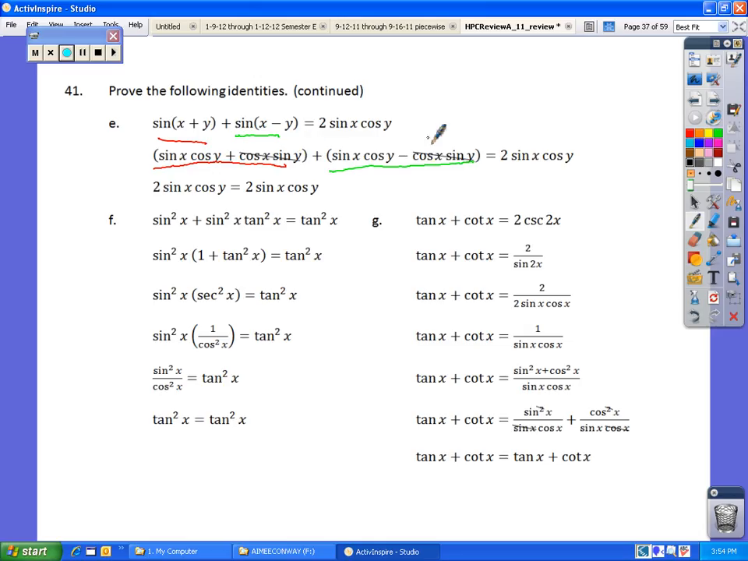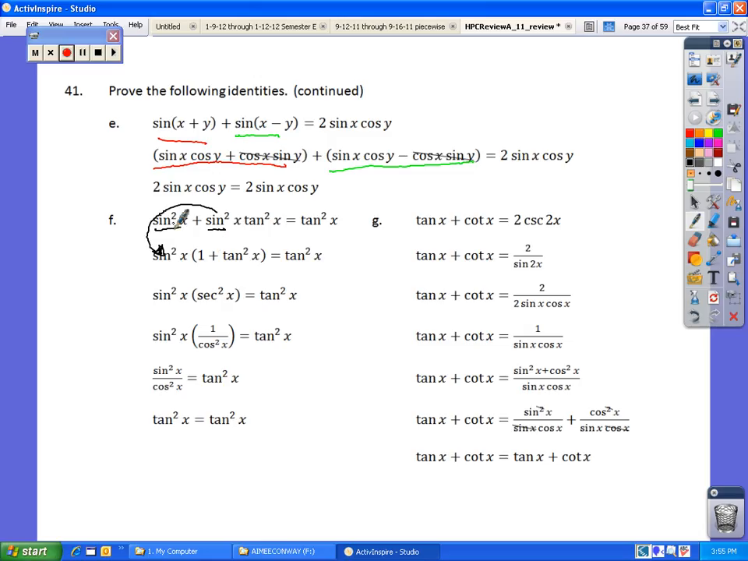So I can cross both of those out, and I'm left with a sine x cos y and another sine x cos y, so that becomes 2 sine x cos y. For letter F, if you notice, I can factor out a sine. So there's a sine and a sine. I can then factor that out into 1 sine squared x.